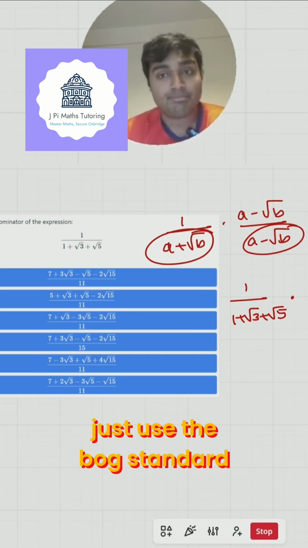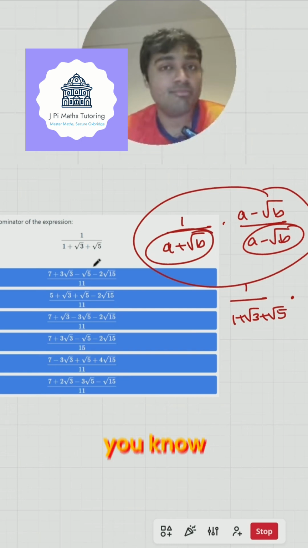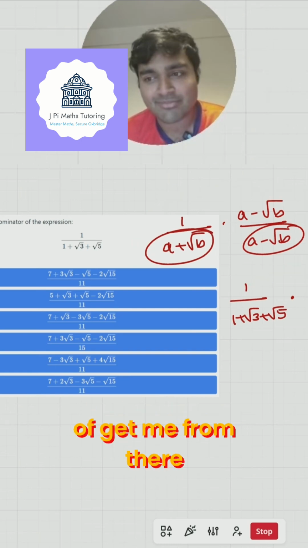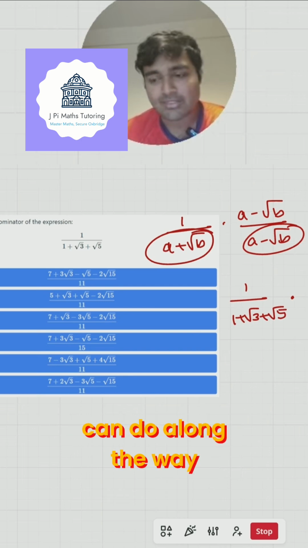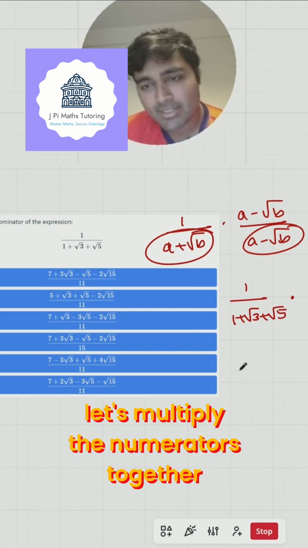And then I can just use the bog standard rationalizing denominators to kind of get me from there. So let's check this. And there's actually a really nice trick we can do along the way. So let me show you what that is. So let's multiply the numerators together.